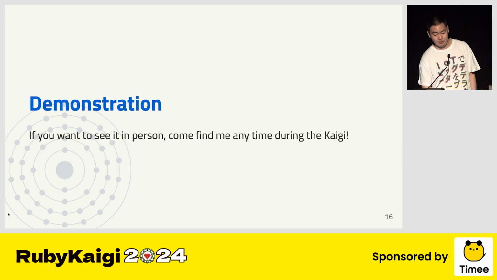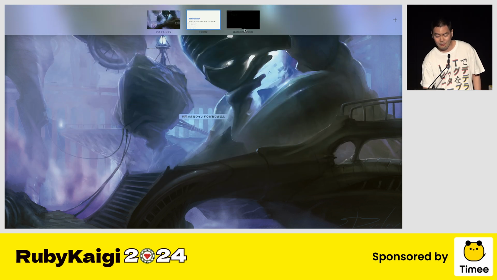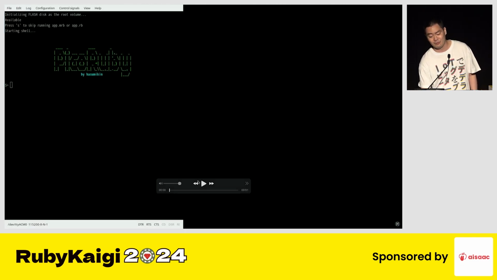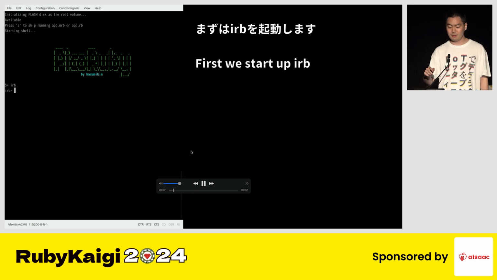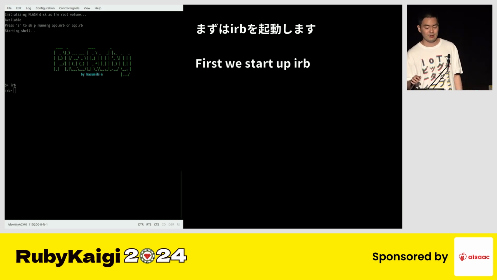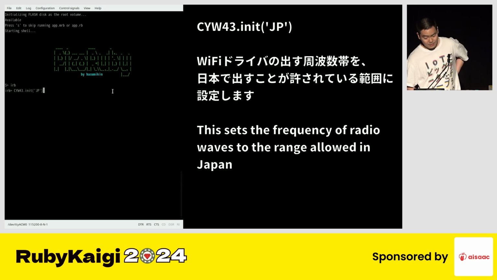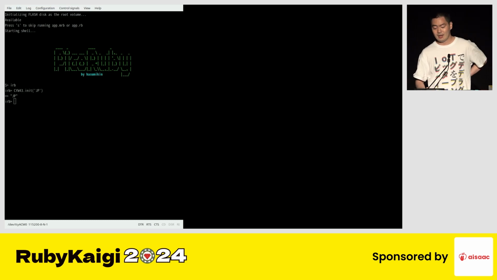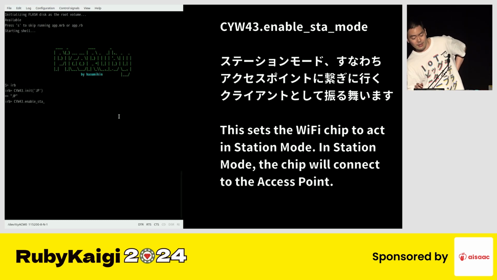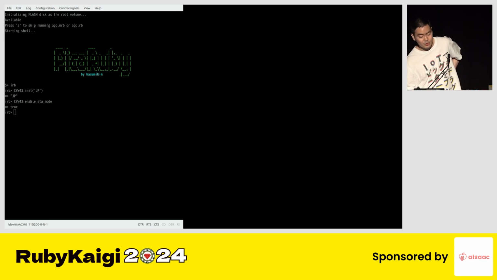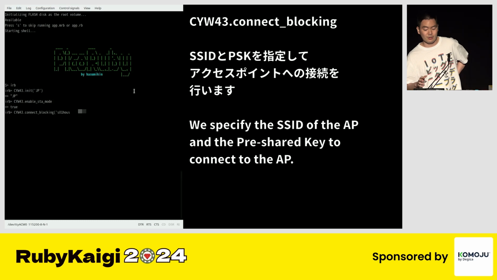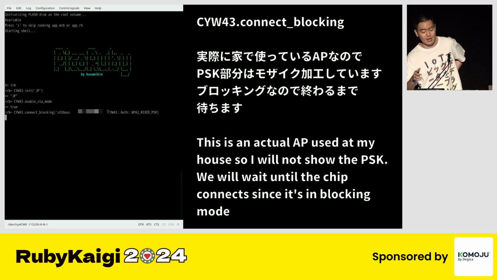So I have a demonstration, but Wi-Fi is very iffy to do in real time, so I have a video. So this is the R2P2 shell system. We can start up IRB. We initialize the Wi-Fi driver, and then enable station mode that connects to the access point. Then it returns true, so we're going to use the connect blocking function to connect to the access point with the SSID and the password.